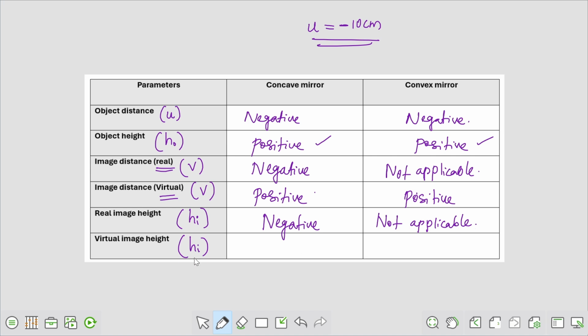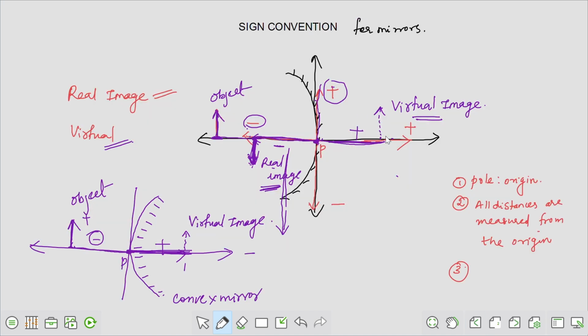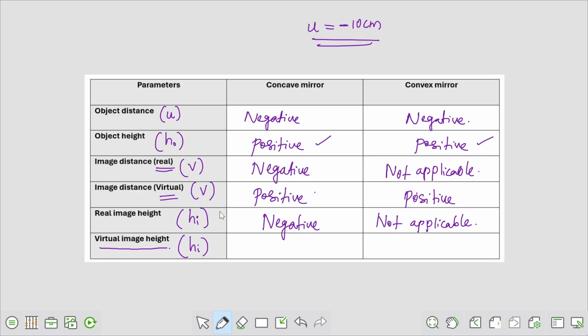Now what about virtual image height? So both mirrors will form virtual image, and both virtual images are formed right side above the axis. So both are above. So above the axis, what is the sign? Plus. Here also above the axis, so it is plus. So in both cases, the sign is positive. This is positive. This is also positive.